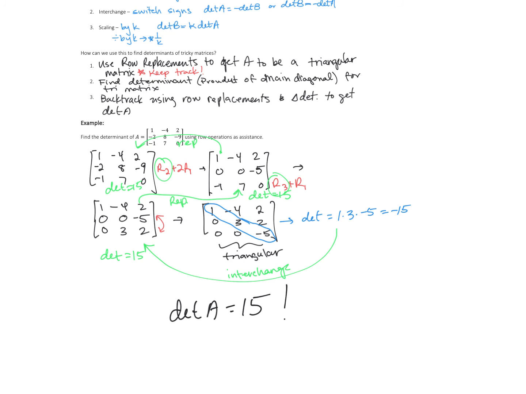Now, as you start to get better and better at row replacements, that was pretty fast to get to a triangular matrix, right? And as long as you pay attention, that may or may not have been faster than trying to do our cofactor expansion.